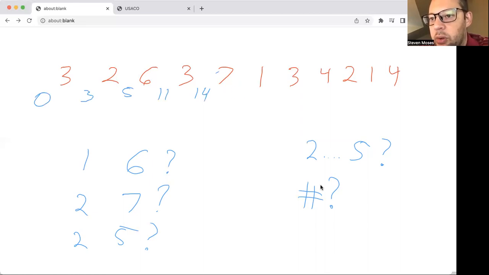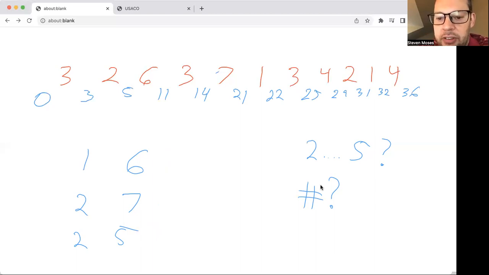After adding the 7, we'd be at 21. After the 1, we'd be at 22. And then we'd be at 25, 29, 31, 32, and then 36. Now, once we've done this, what we have for each of these, and this is an array essentially, you basically would put this in an array with a length 1 larger than your data set.